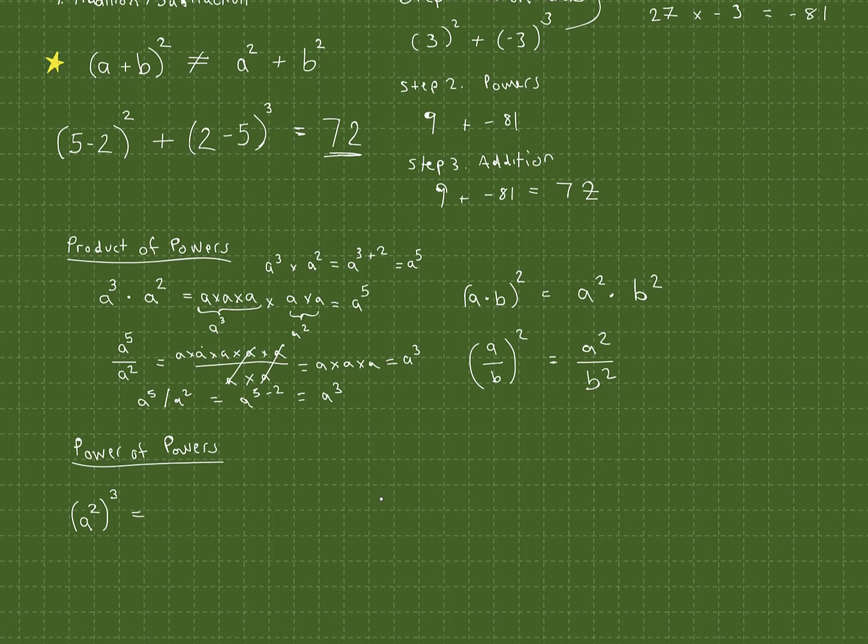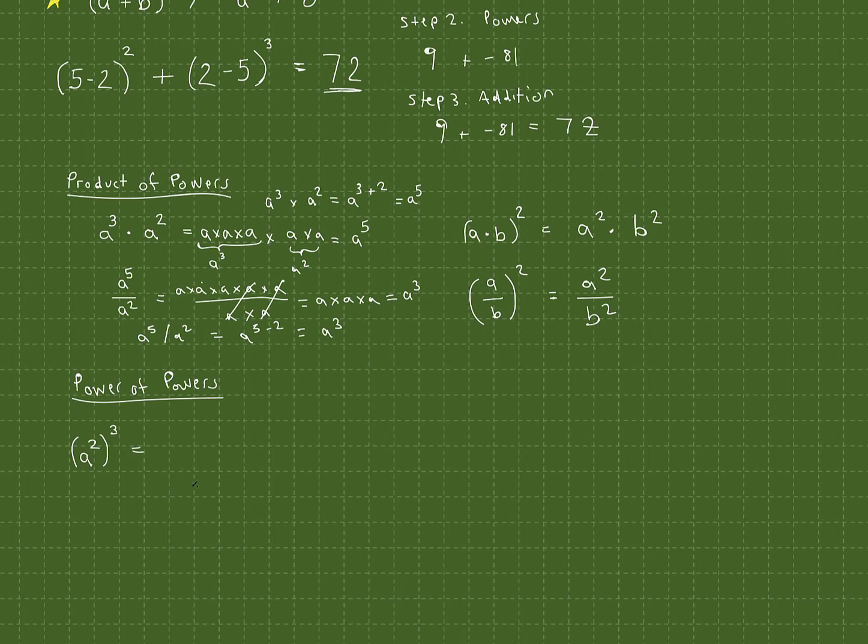Okay, moving on. Power of powers. When we raise an expression that has powers to another exponent, so a squared, that whole thing wrapped in parentheses raised to the third power, what does that become? Let's expand out a squared, so that's a times a, and we're multiplying that because we're doing to the third power, so this becomes a times a, and finally a times a. Well, this becomes 1, 2, 3, 4, 5, 6, or a to the sixth power.